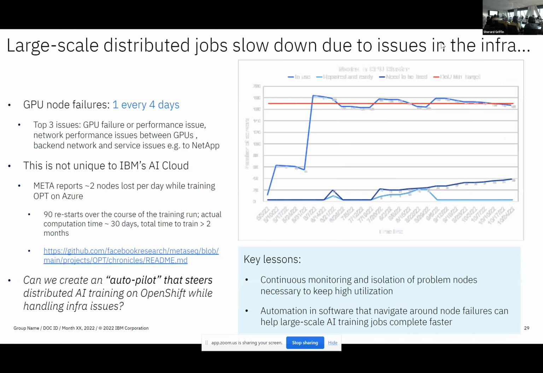Now, what happens when you try to run that type of infrastructure at scale? One, they were getting a GPU node failing once every 4 days. Not a GPU. I said a GPU node has 8 GPUs on it. And when you have these jobs that are running for days, weeks, having this continued failure of GPUs can be catastrophic for you getting something out the door.